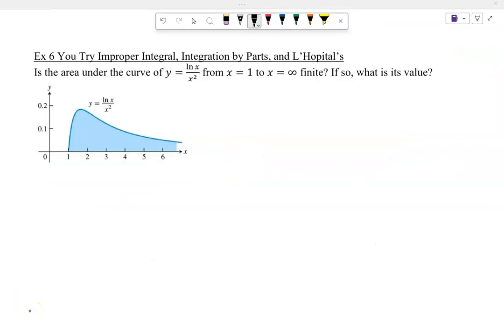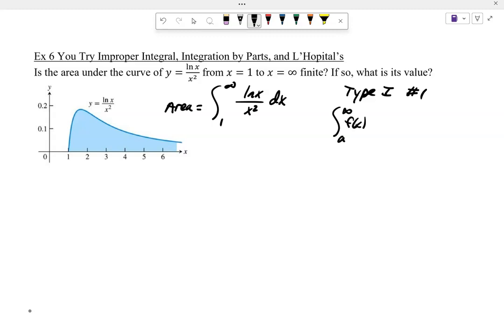All right, let's look at one more of these type 1, number 1 here, where we're trying to find this area under the curve here from 1 to infinity of this function natural log of x over x squared dx. So we're again another type 1 and a number 1. And so we'll be using from a to infinity of the function as the limit as b goes to infinity of a to b. That's what we'll be using.